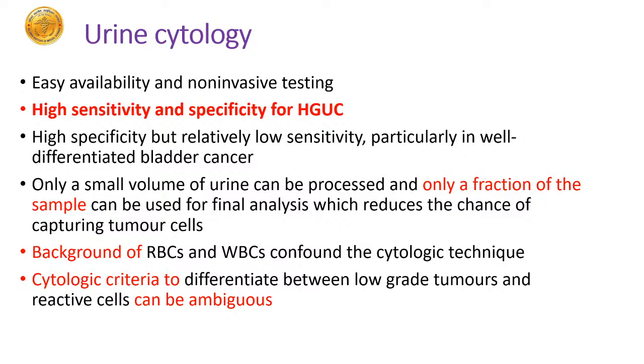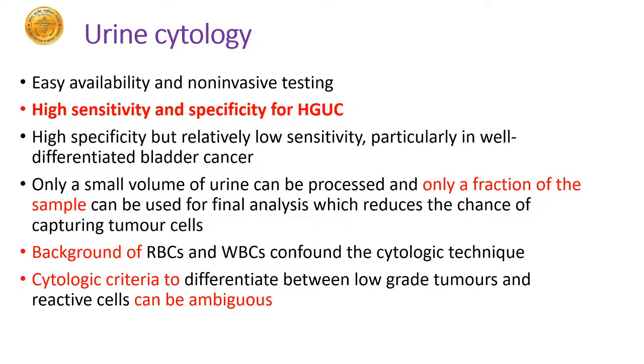Next slide, please. So why do we do urine cytology? It is very easily available, and you can take a random specimen, a voided second urine specimen. It's a non-invasive method of testing if we are talking about voided urine. It has the highest sensitivity and specificity for HGUC. Please keep this in mind. It has a high sensitivity and specificity for high-grade urothelial carcinoma. And in well-differentiated bladder cancers and other causes which result in atypia, it has a relatively low sensitivity.